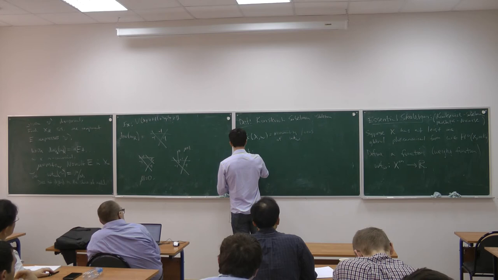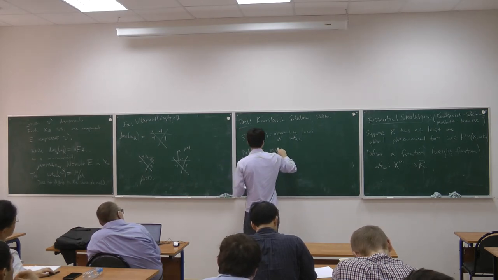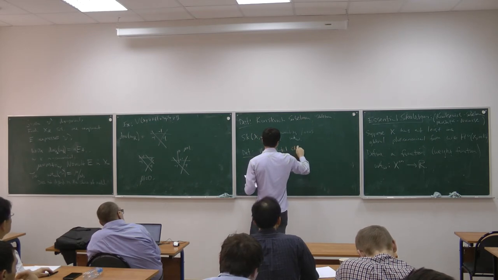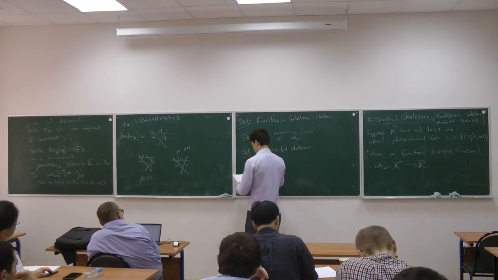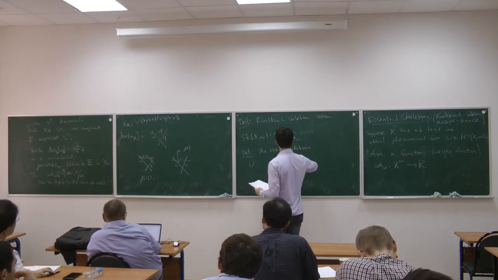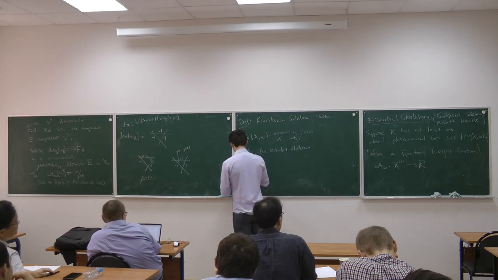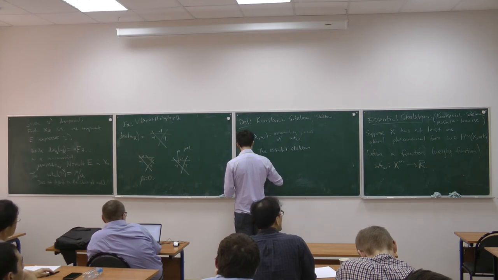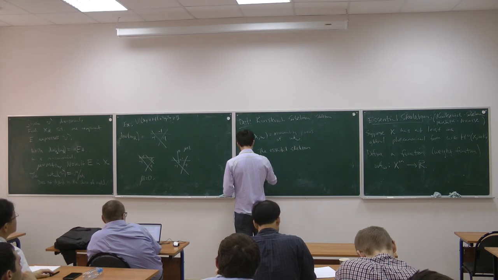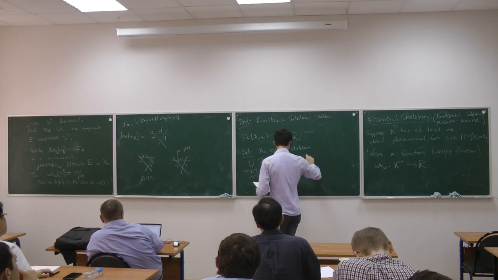And then the essential skeleton. This one was defined by Kontsevich and Soibelman, and this one's defined by Mustață and Nicaise. And this is just the union over all the skeletons for all the pluricanonical forms. I'll write it as the skeleton of x.